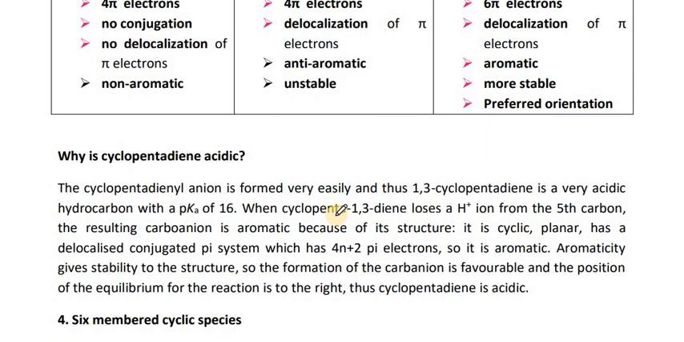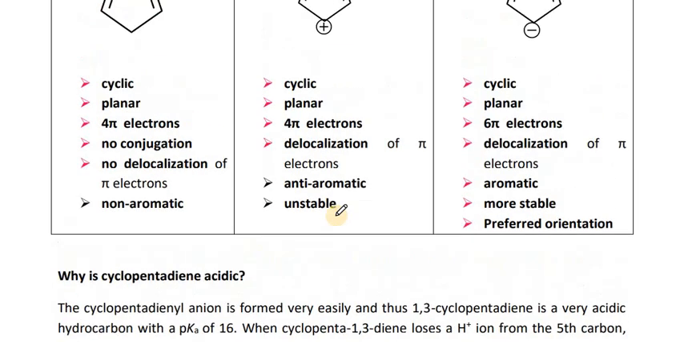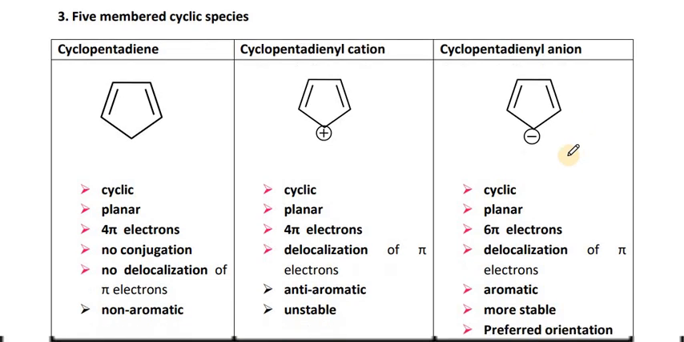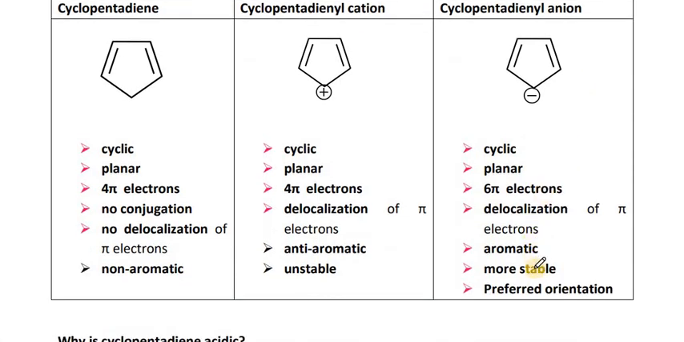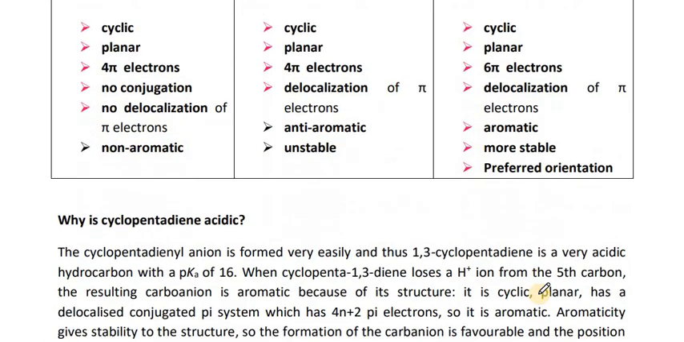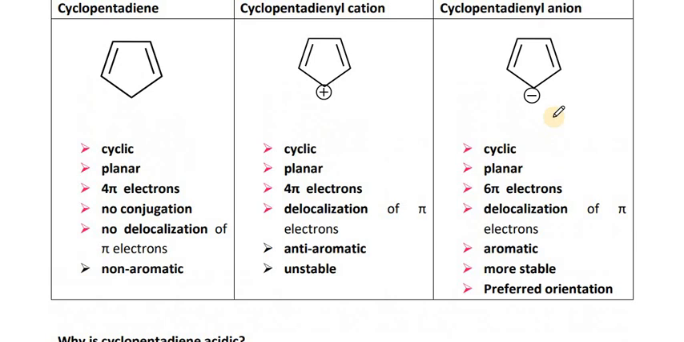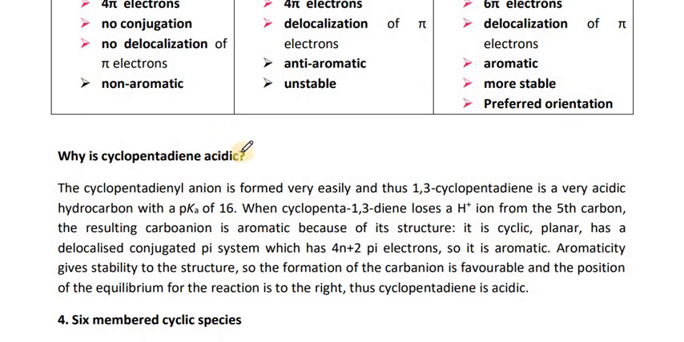And why is cyclopentadiene acidic? It is the same reason. If it loses an H plus ion, it will form an anion to acquire aromatic character and stability, which is the preferred form of cyclopentadiene. Therefore, cyclopentadiene will be acidic in nature. It prefers to lose an H plus ion and form an anion, which is more stable and aromatic. This is the reason for its acidity.